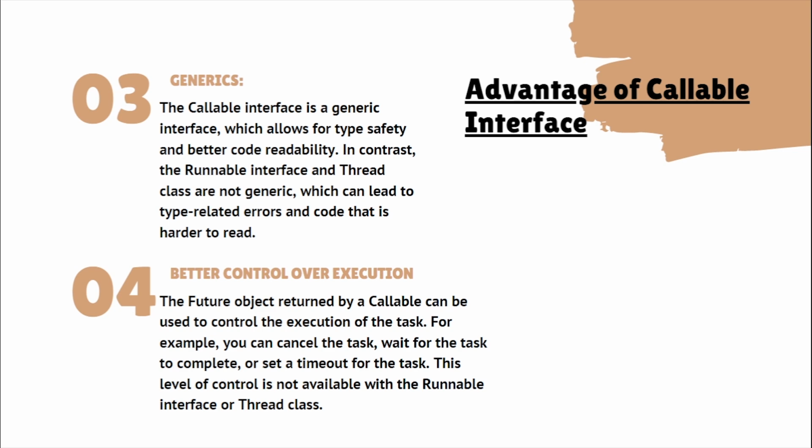Point 4. Better control over execution. The Future object returned by a Callable can be used to control the execution of the tasks. For example, you can cancel the task, wait for the task to complete, or set a timeout for the task. At a later point in time, when we discuss concurrency, I will show you how we can control the execution of a Callable thread by using various methods. This level of control is not available in the Runnable interface or Thread class. Now let's implement this Callable interface in our code.